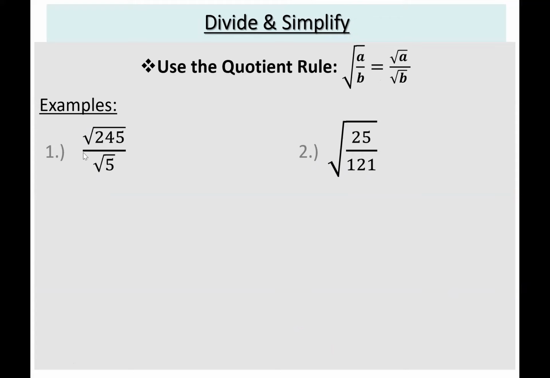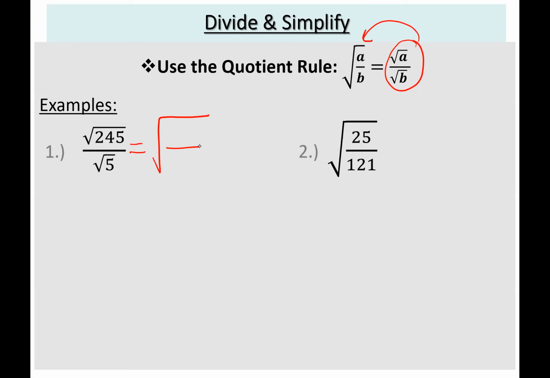Okay, 245 is a large number. I don't know what perfect squares go into it. So before we dive into that, let's see if we can reduce or simplify this at all. So we're going to use the quotient rule kind of in reverse. I'm going to use the fact that a square root over a square root can be combined into one big square root with a fraction underneath.